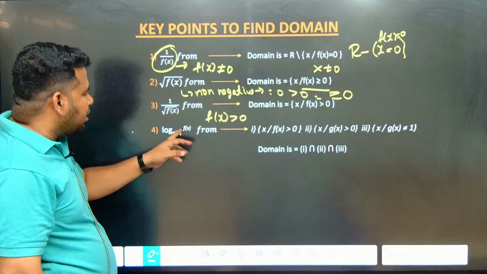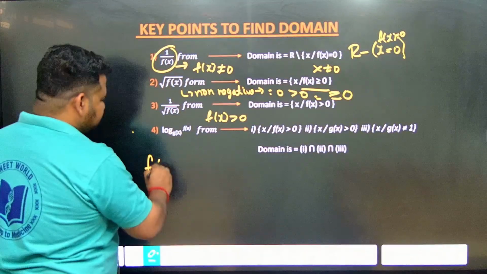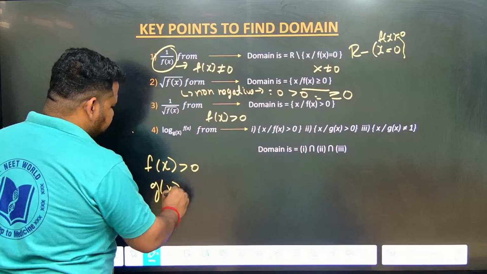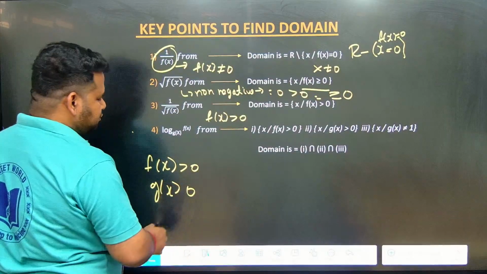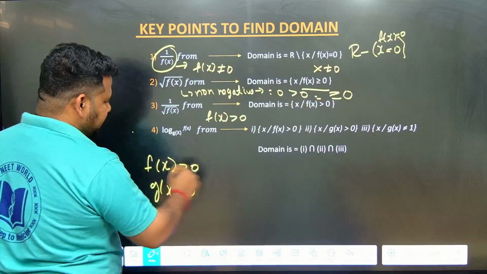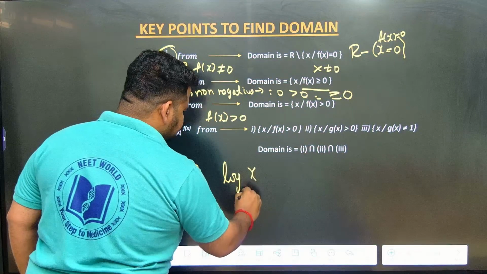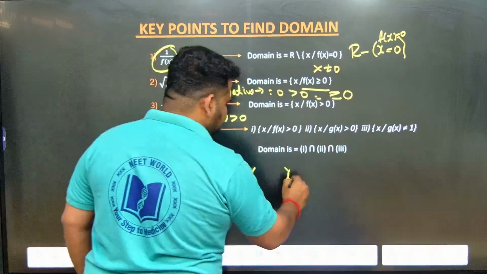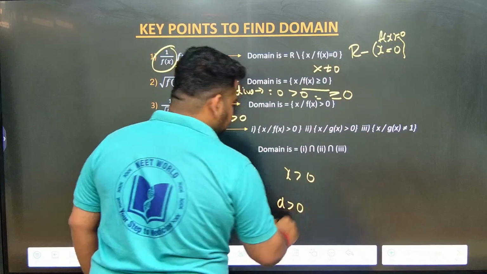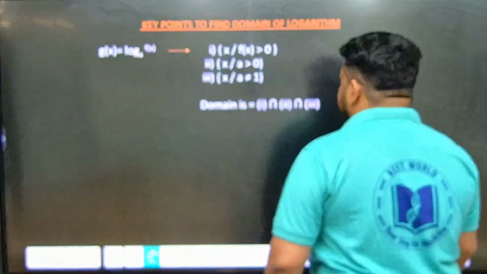When we talk about log f of x to the base g of x, that means this f of x should be a positive value, and this g of x should also be a positive value. Suppose we are having log x to the base a, this x value should be positive, and the a value should also be positive, they say. That's all they are telling. Now with examples you will understand.